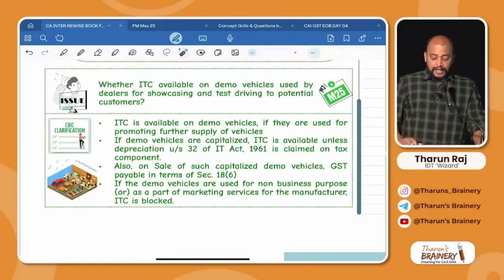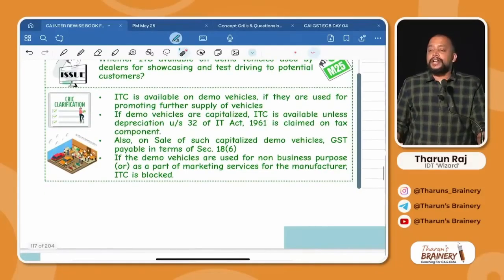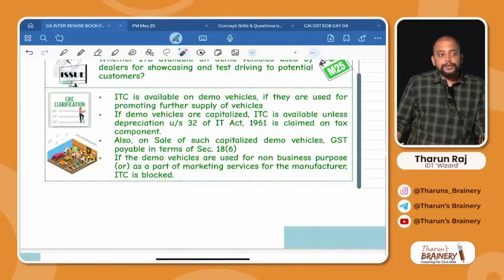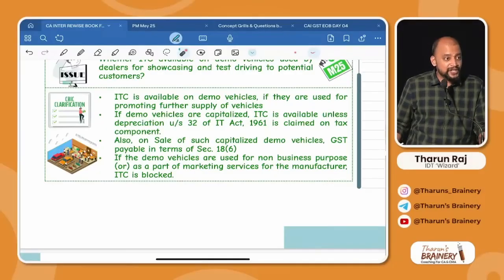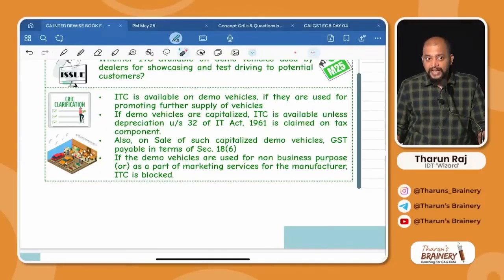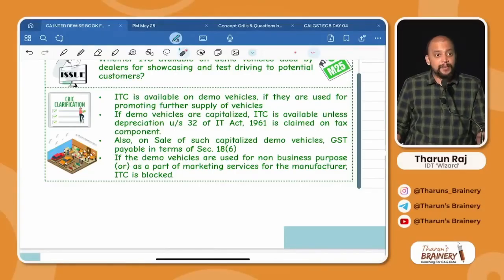Okay. Then next one, on stock in trade, can we claim depreciation under section 32? No. Remember that. On stock in trade, no one will claim depreciation under section 32. You got it? Depreciation under section 32 is only on the assets capitalized. On stock in trade, you will not claim depreciation.